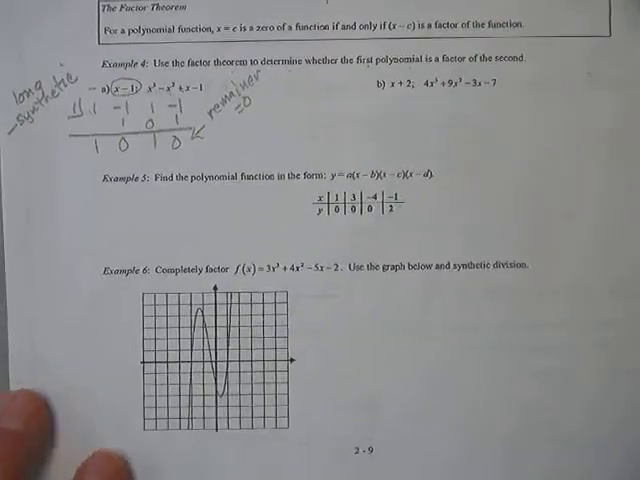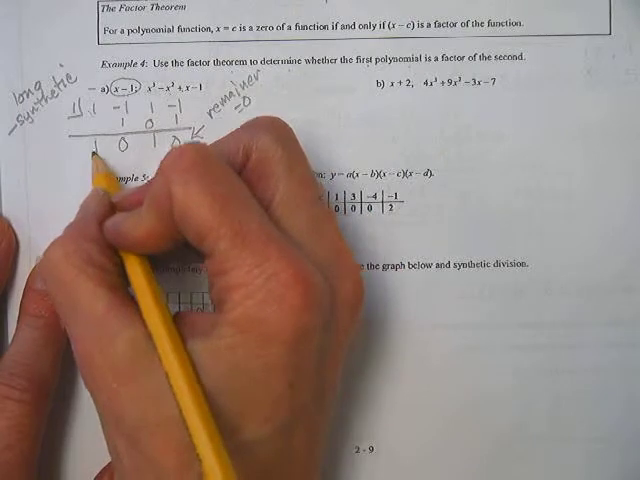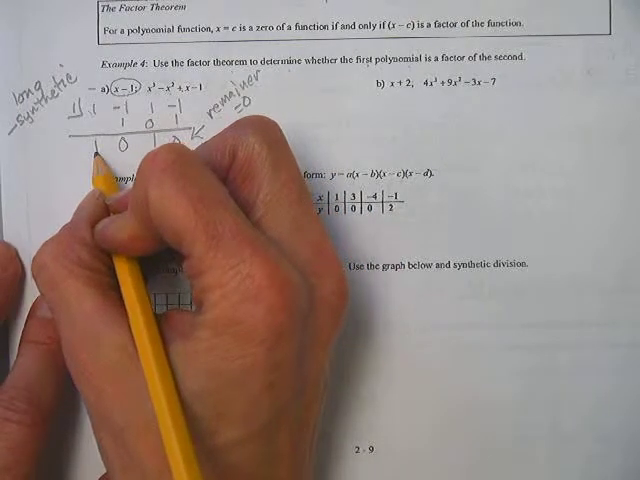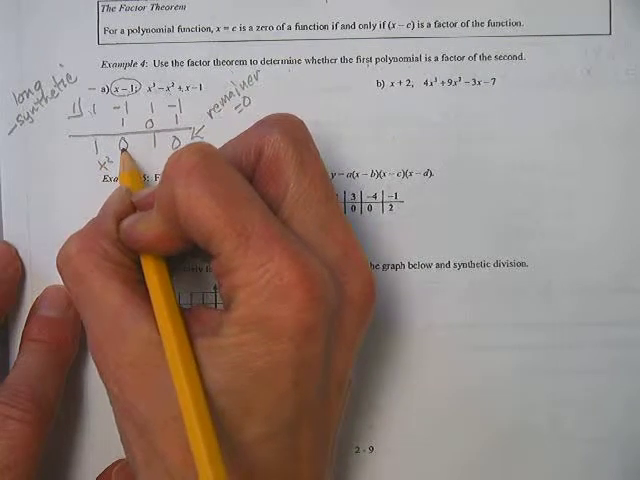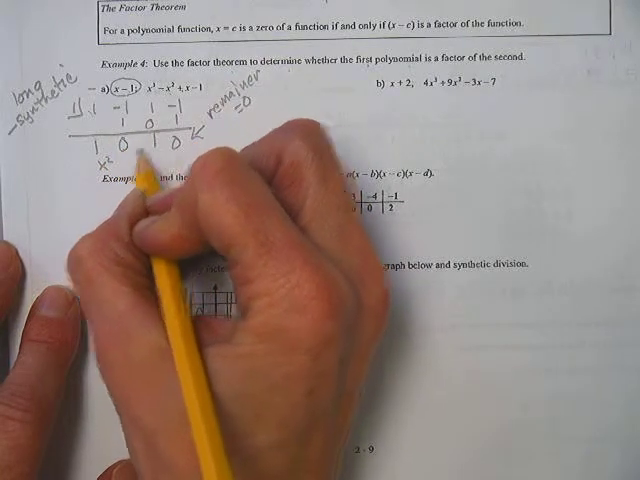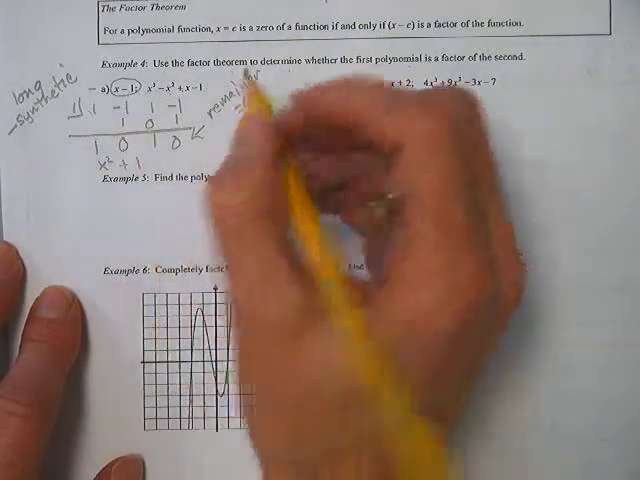Does that make sense? What is left over here? What is this coefficient on? X squared. Good. Do I have an x term? No. And what is this? Plus 1.